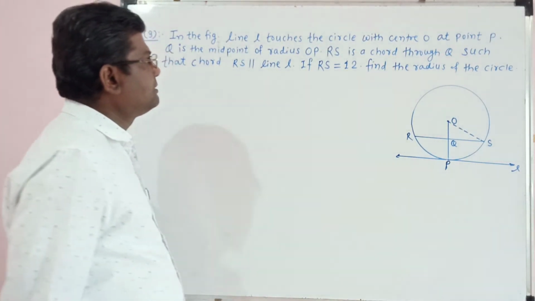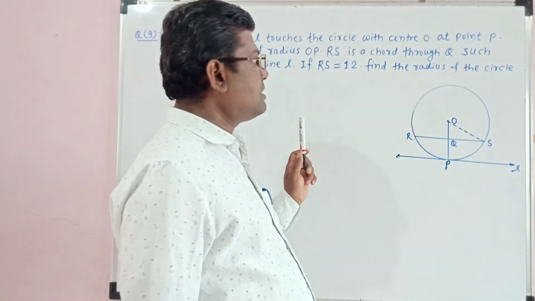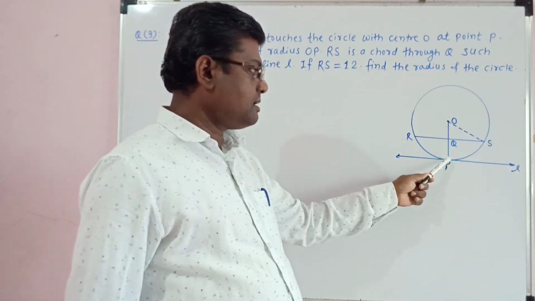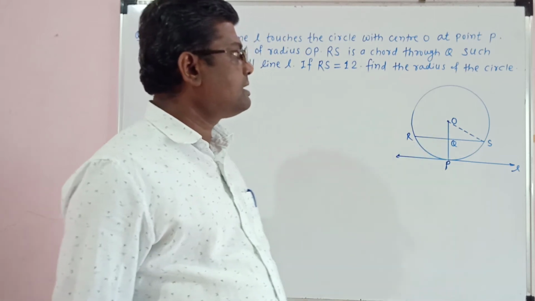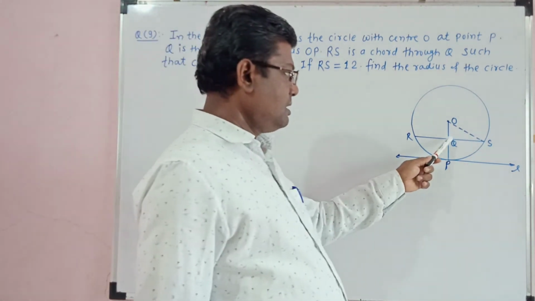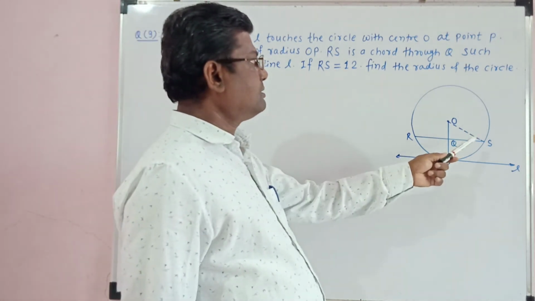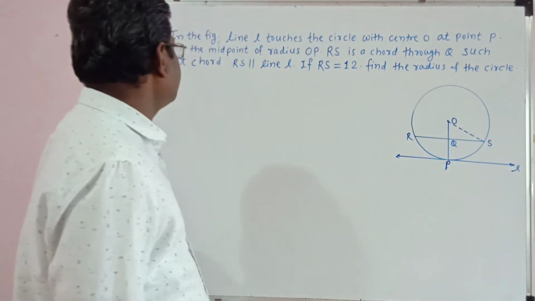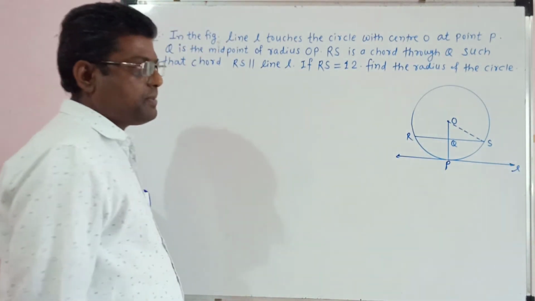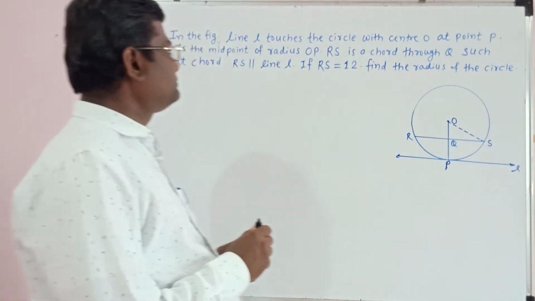Question number 9. Line L touches the circle with center O at point P. Line L touches the circle at point P and O is the center of the circle. Q is the midpoint of radius OP. RS is a chord through point Q such that this chord RS is parallel to line L. If RS is equal to 12, find the radius of the circle.